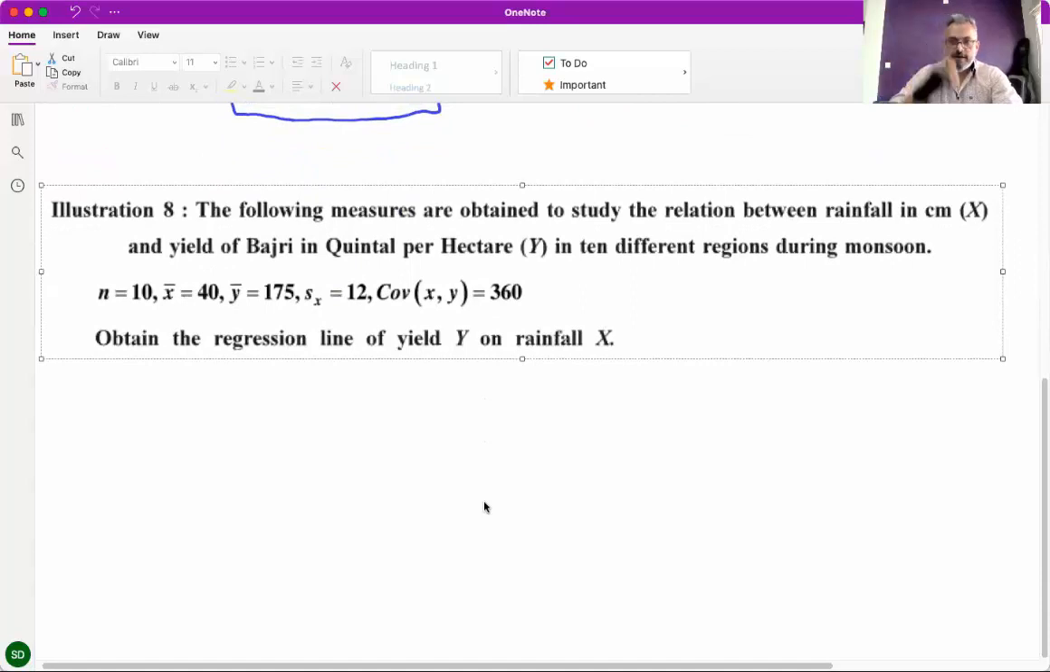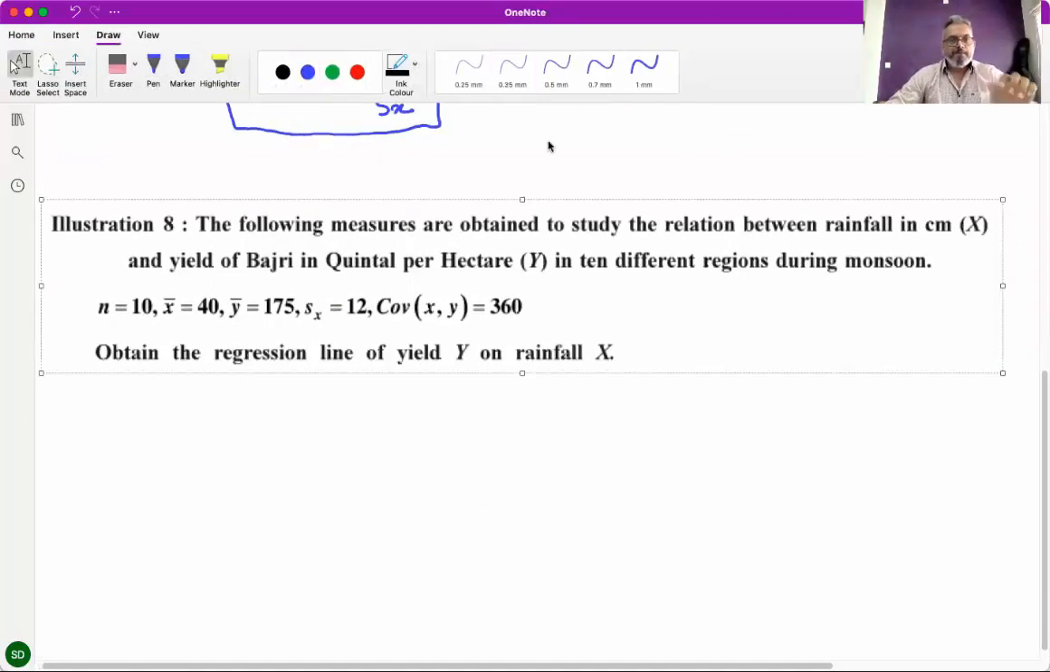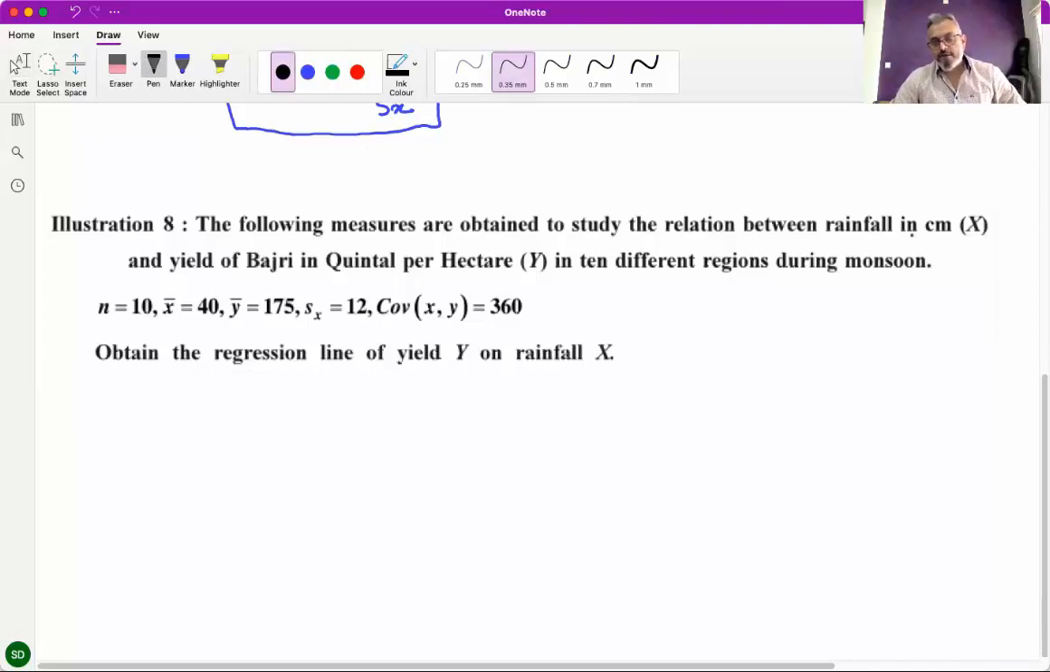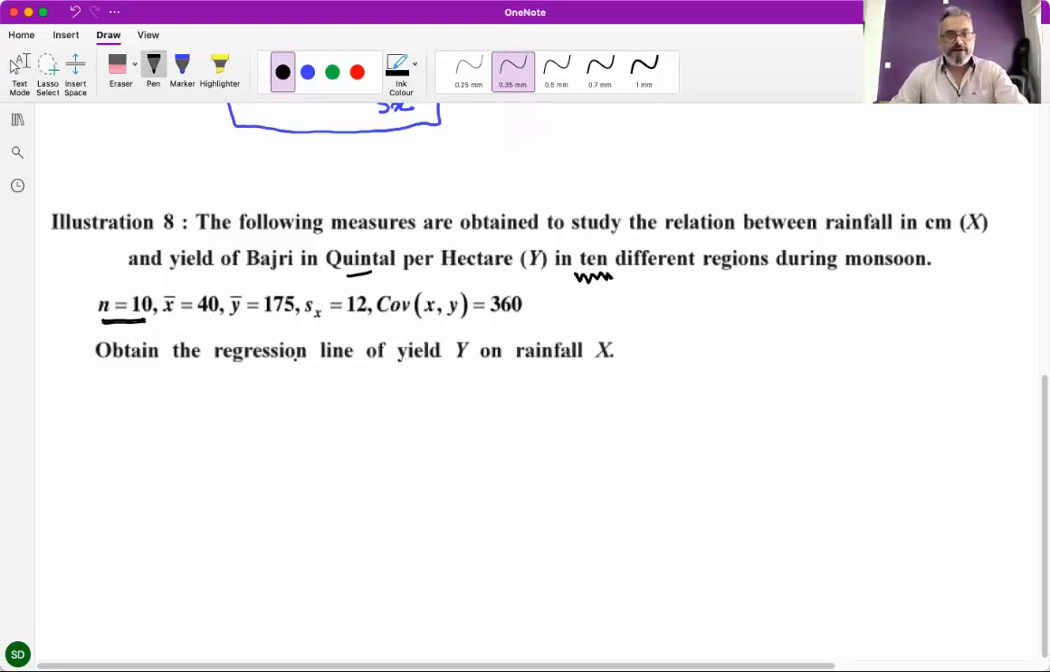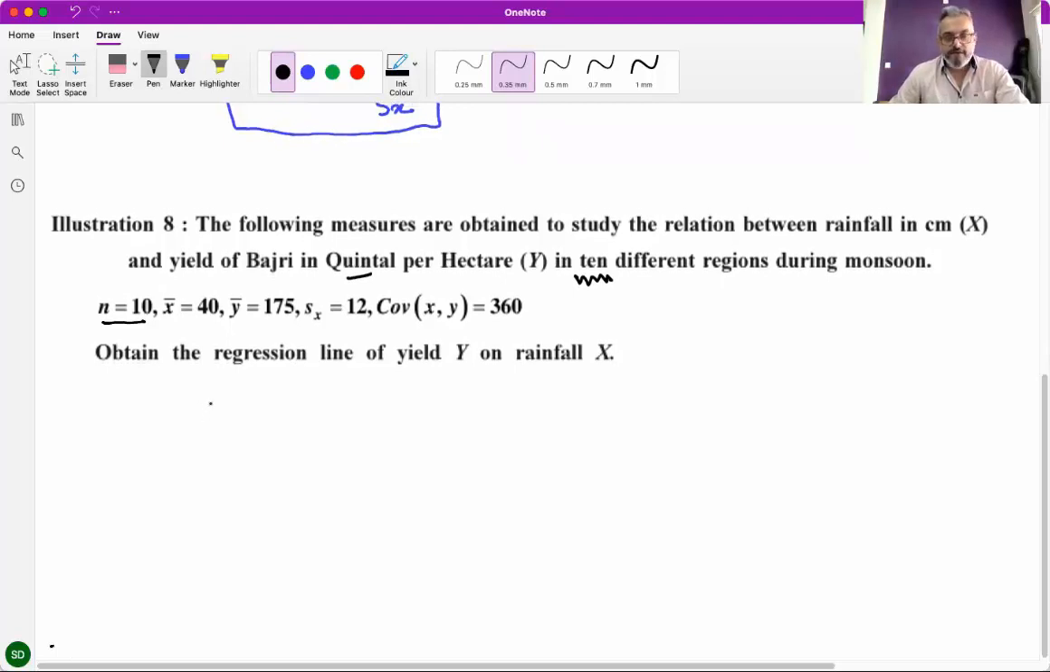Illustration 8. Such sums can come in the exam for 3 marks. Now, let's read. The following measures are obtained to study the relation between rainfall in centimeter X and yield of bajri in quintal per hectare Y in 10 different regions during monsoon. So n is equal to 10, x bar is 40, y bar is 175, standard deviation of x is equal to 12. Covariance x comma y is equal to 360. Obtain the regression line of yield y on rainfall x.